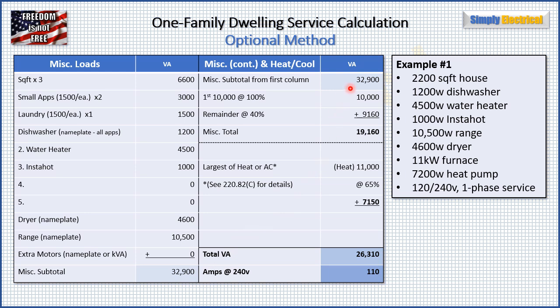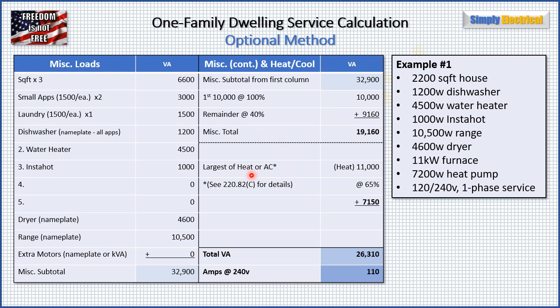Slide that number up here. We're going to take the first 10,000 away from 32,900. That's going to leave us 22,900. Put that 10,000 here at 100%, and then the remainder, we're going to take at 40%. So 40% of 22,900 is 9,160. Add back in our 10,000, and we get 19,160 VA for our miscellaneous total.